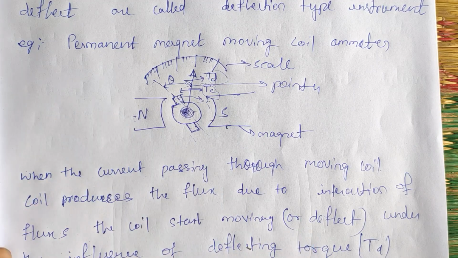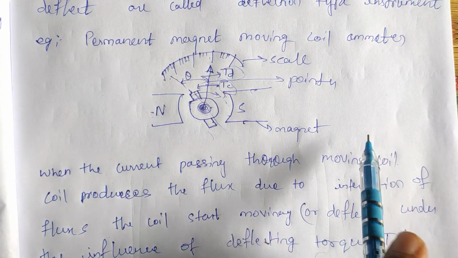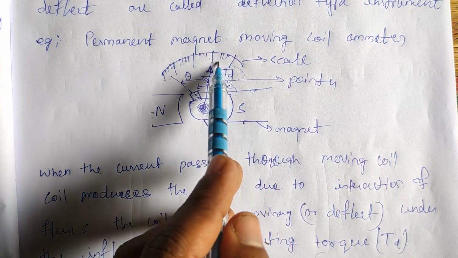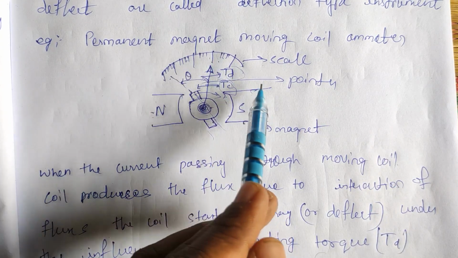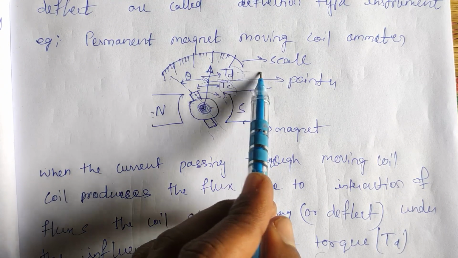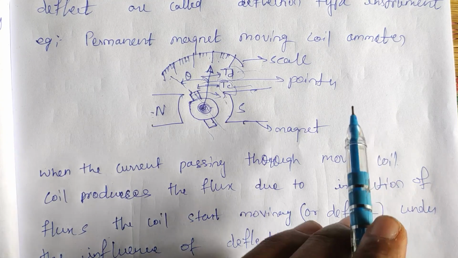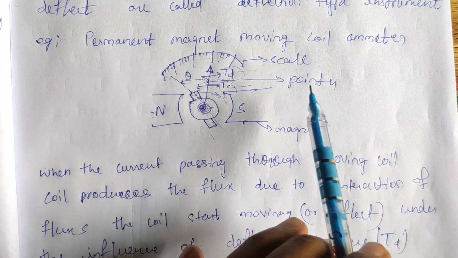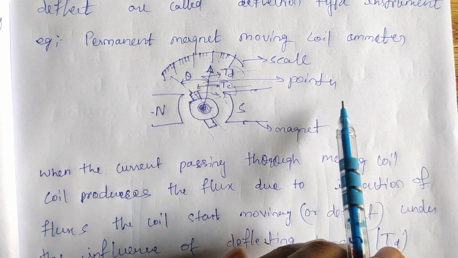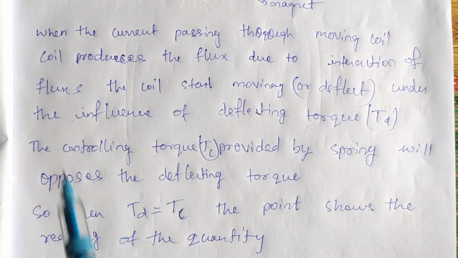Okay, at that time your pointer will show a particular reading. So for example, it may be 10 amps, 5 amps, like this it will show the measurement reading when your deflecting torque is equal to controlling torque. So this is the simple operation of the ammeter. This is called the deflection type. Understood? This is the explanation of this reading.